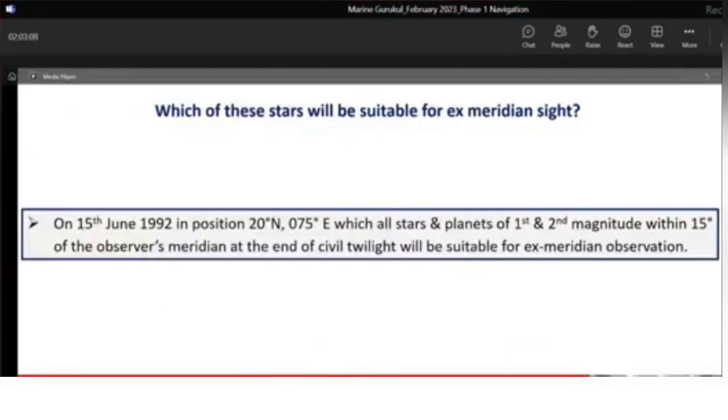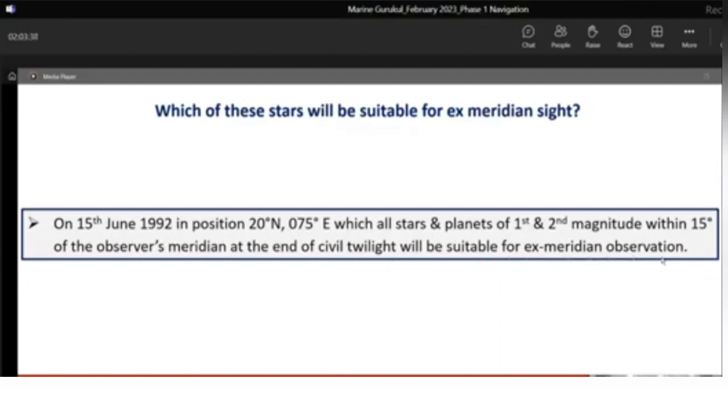Okay, beta. So this is the next question which we have now. It is basically an add-on to the first question only. If you see, the first part of the question is exactly the same. So we will get the same 5 stars which we obtained earlier. The only extra thing this question asks is that out of these 5 stars, which one of them will be suitable for ex-meridian observation? This is the only new thing in this particular question.